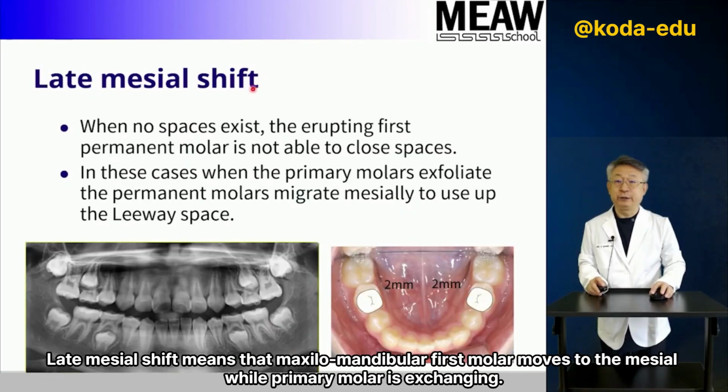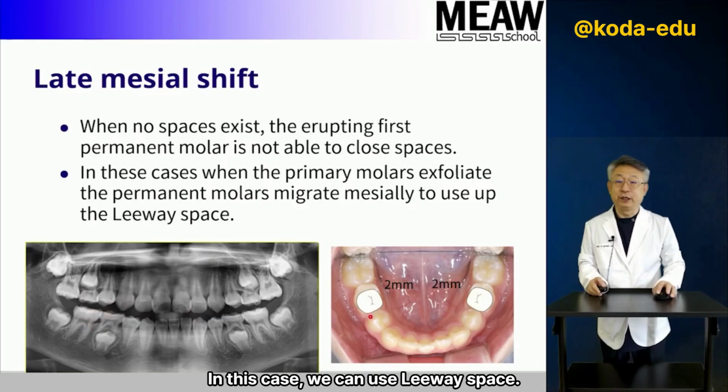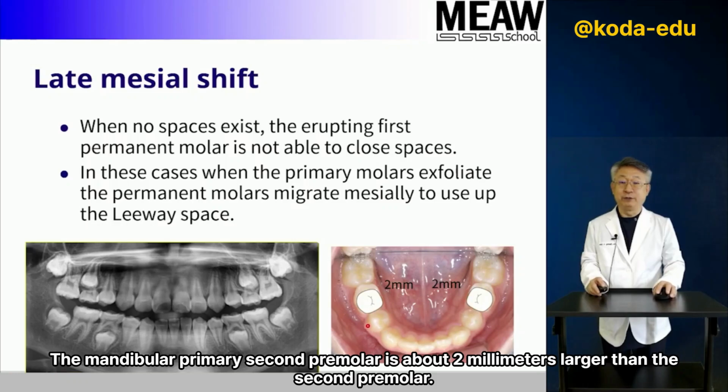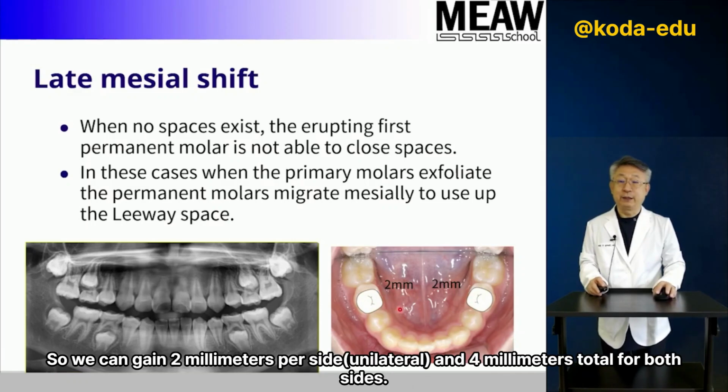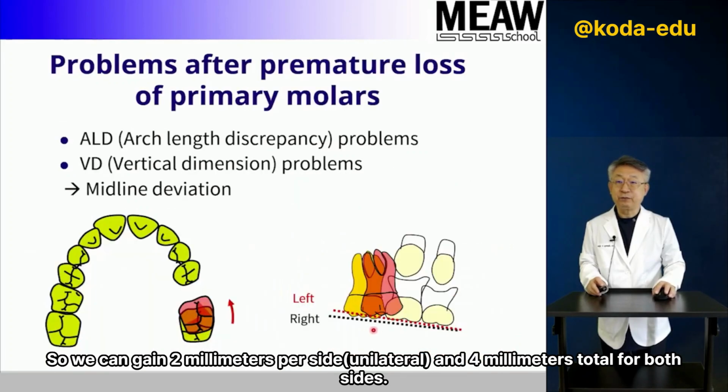Late mesial shift means that the maxillary and mandibular first molar moves to the mesial while the primary molar is exchanging. In this case, we can use leeway space. The mandibular primary second molar is about 2 mm larger than the second premolar. So we can gain 2 mm per side and 4 mm total for both sides.